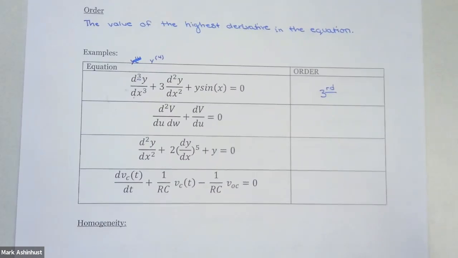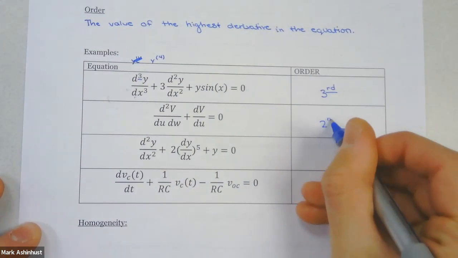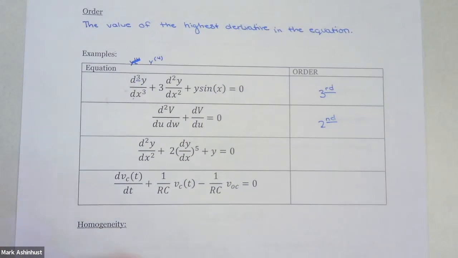Now, the second one, pretty easy to figure out as well. There's not much of a change there. That one would just be second order. Now, third one is same idea. You need to watch out for the 5 to the fifth power. Now, that doesn't change it. So this is the first derivative to the fifth power. That does not mean the fifth derivative. Those are two different definitions. So this would actually just be second order.